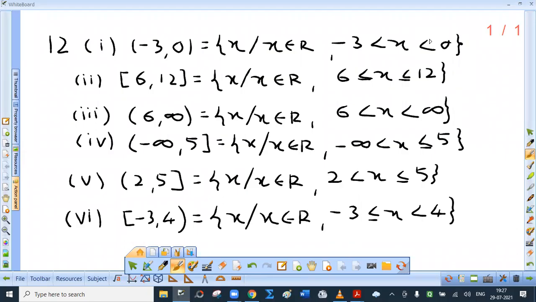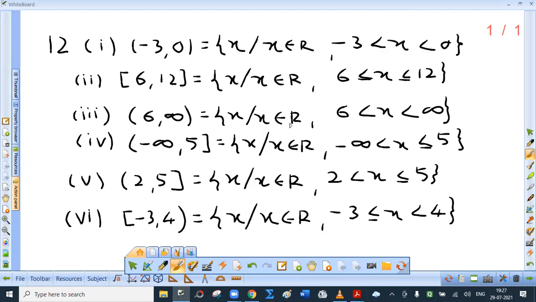Sum number 12. Write the following intervals in set builder form. Number 1. Open interval (-3, 0). All x such that x belongs to R, -3 less than x less than 0. Second. Closed interval [6, 12]. Closed means these end values, they belong to the interval. So set of all x such that x belongs to R, 6 less than or equal to x less than or equal to 12.